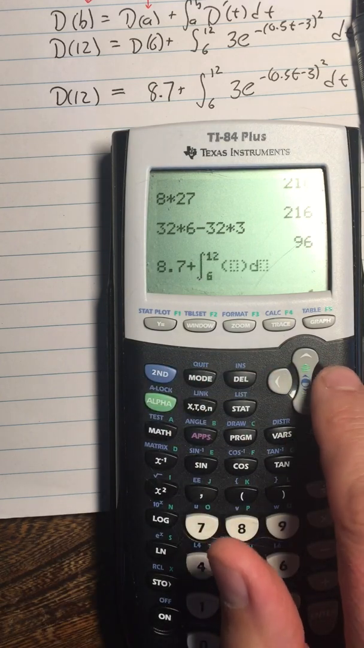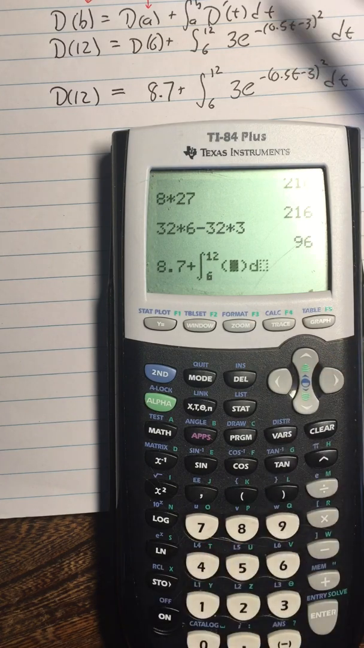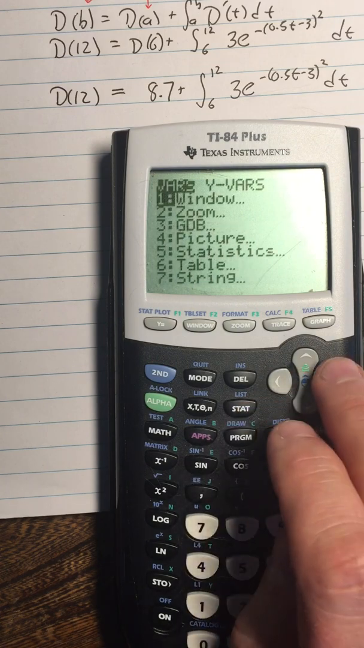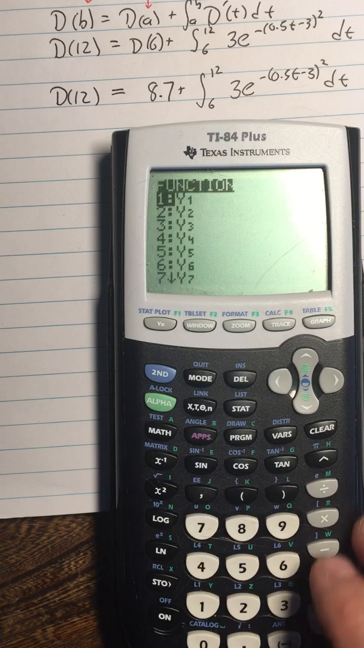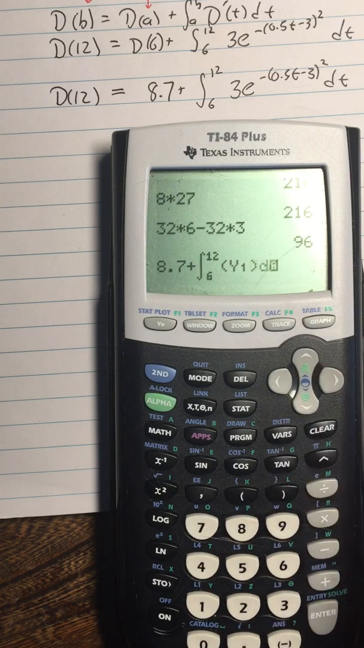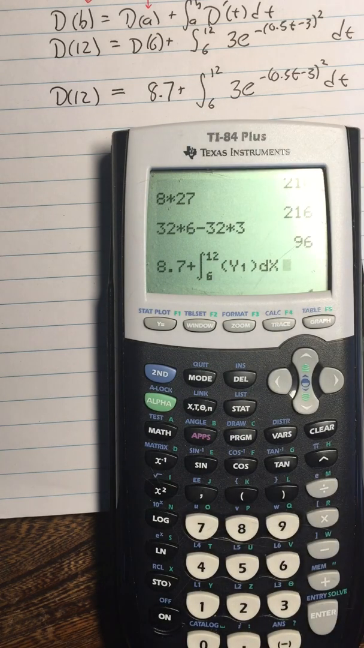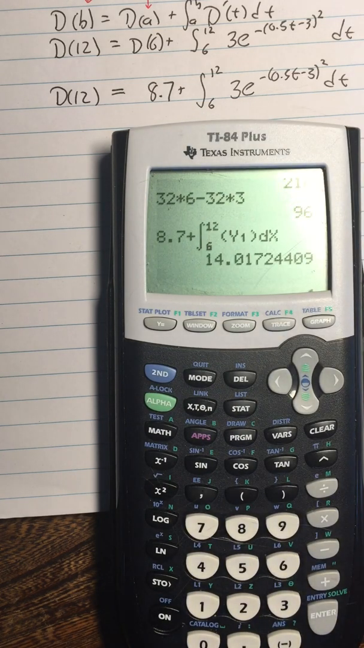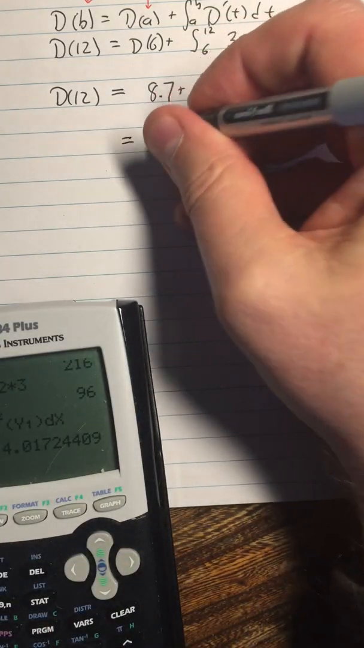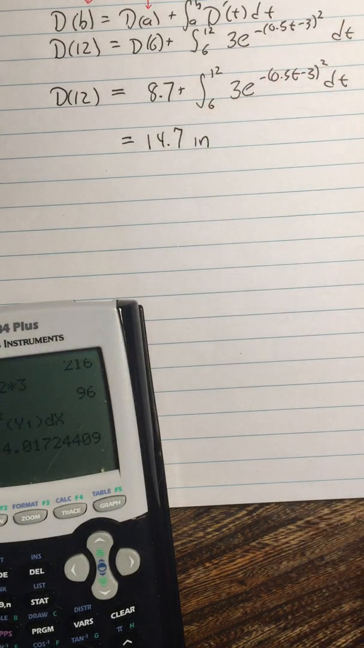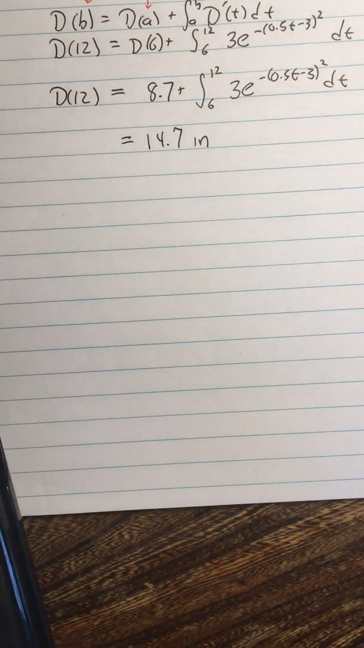There we go. Okay, now the fact that I already put this into the calculator in order to graph it allows me to go variables, Y variables, function, y1, and then I just put dx. All right, and this is exactly that integral right there. I just hit enter. There's 14 inches of snow at the end of that snowstorm. How nice. We can go snowshoeing, we can go skiing, we can go snowboarding and everything. Let's put units on there, and that's it for number 1.